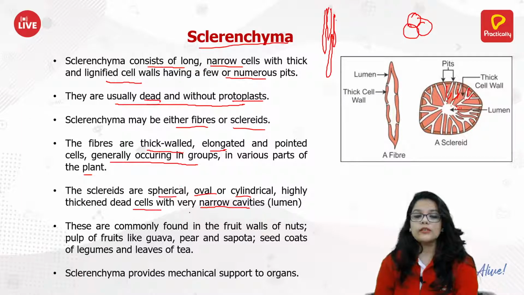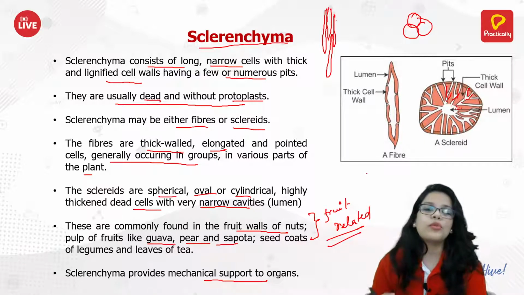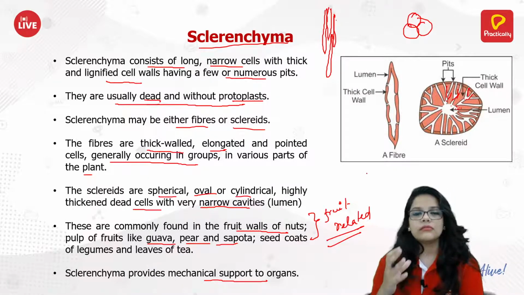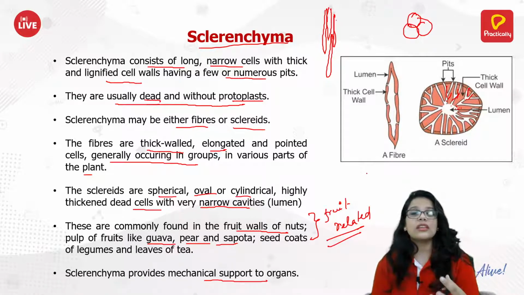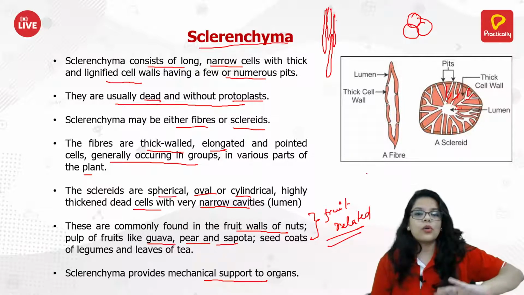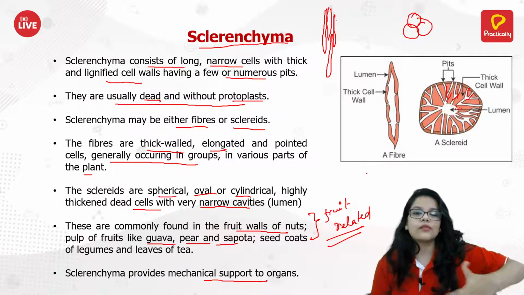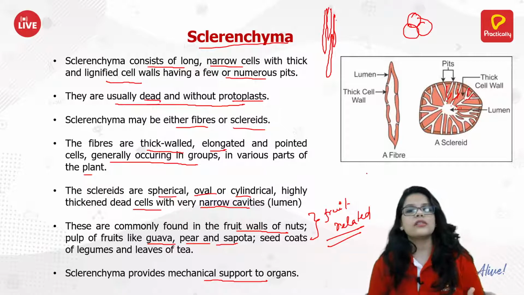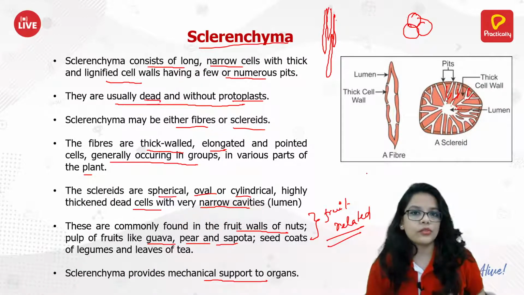These are commonly found in the fruit walls of nuts, and the pulp of fruits like guava, pear, sapota, etc. They provide mechanical support to organs, mostly fruit related. They are very thick in nature, so mechanical support can be provided by them because they're so thick and they're dead. There are no organelles, nothing happening in them like photosynthesis. They're just basically providing mechanical support.